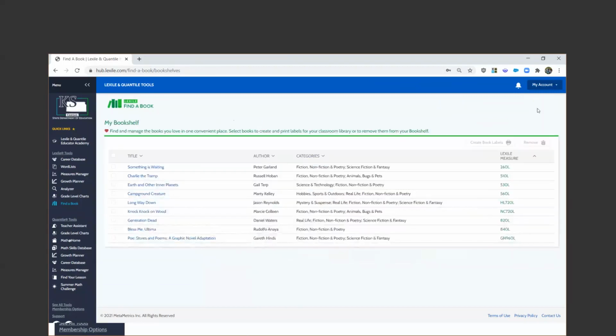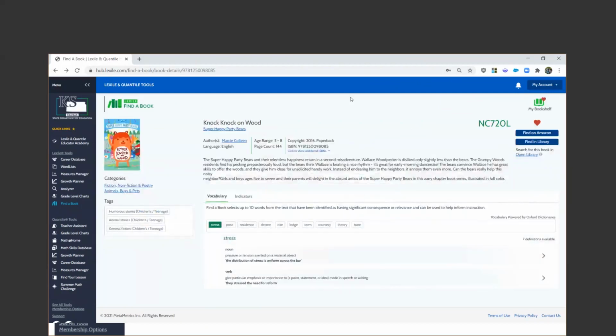And so when I click on my bookshelf, I see a list of all the titles that I've identified as books that I want to read. So I can print this list off. I can share it with my parents, my grandparents. If I have a birthday coming up, I can suggest these are great birthday gift ideas, whatever it may be. Maybe it's summertime and I'm building my summer reading list for when school is not in session. So the book list and the bookshelf allows us to do just that.